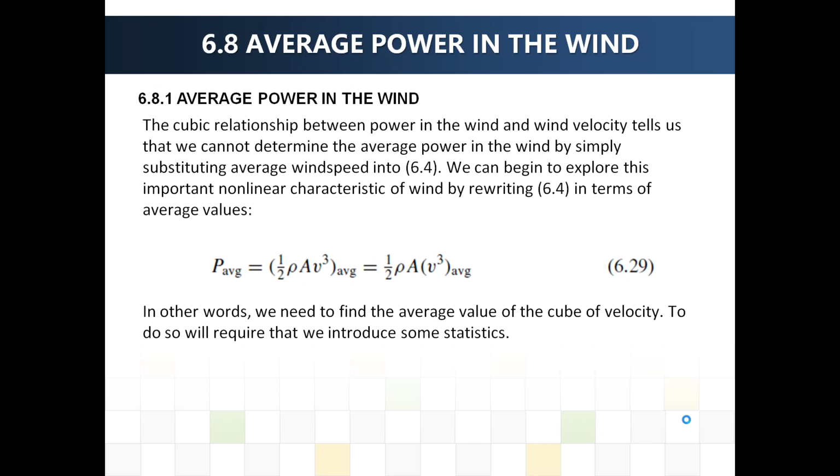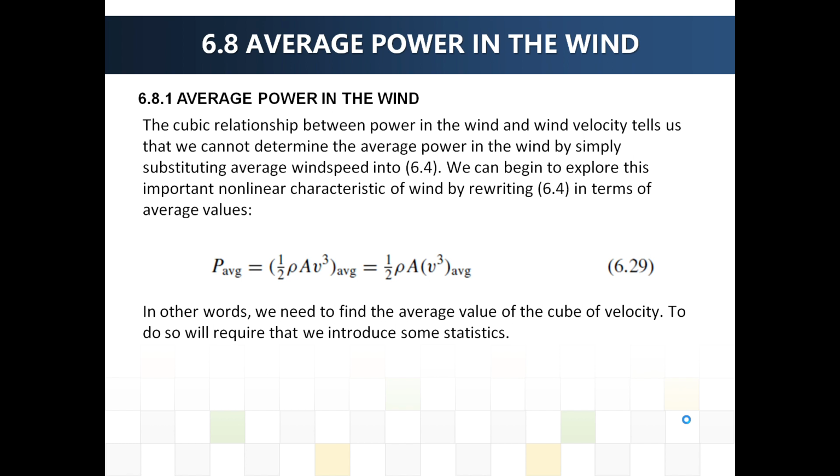Section 6.8 Average Power in the Wind. Section 6.8.1 Average Power in the Wind. The cubic relationship between power in the wind and wind velocity tells us that we cannot determine the average power in the wind by simply substituting average wind speed into equation 6.4.